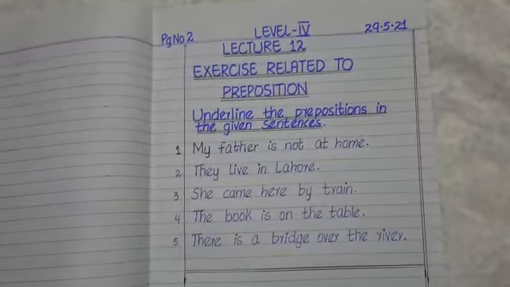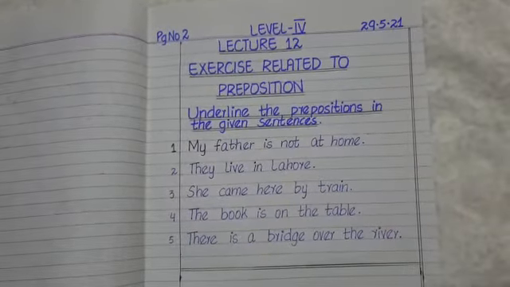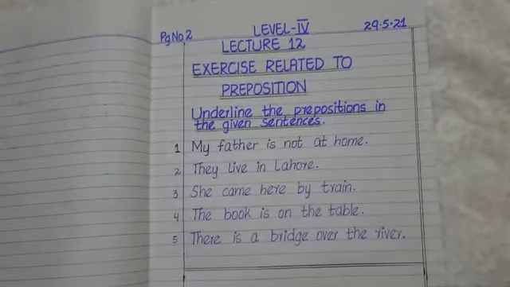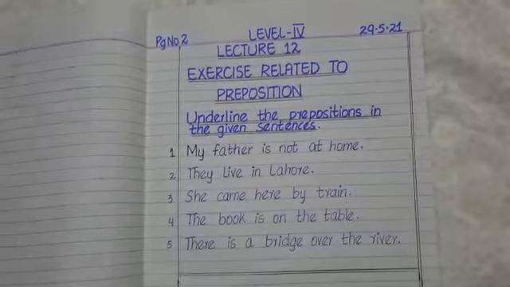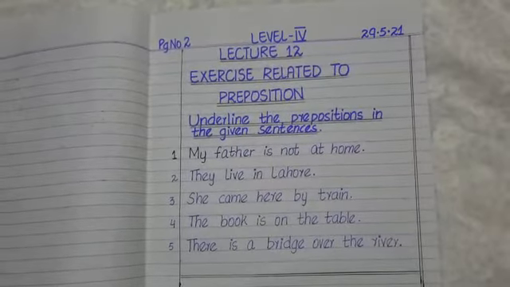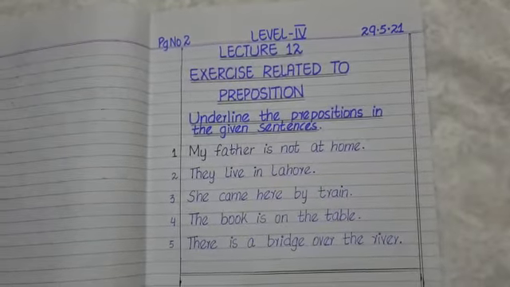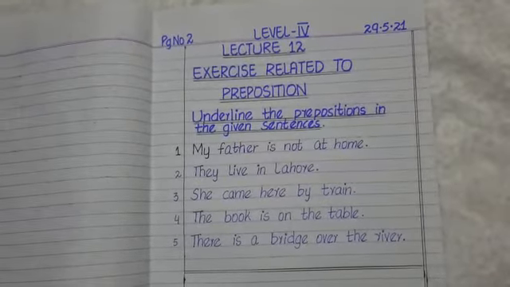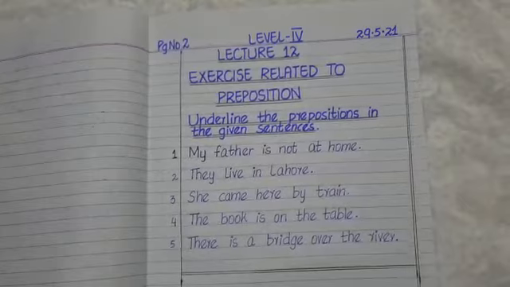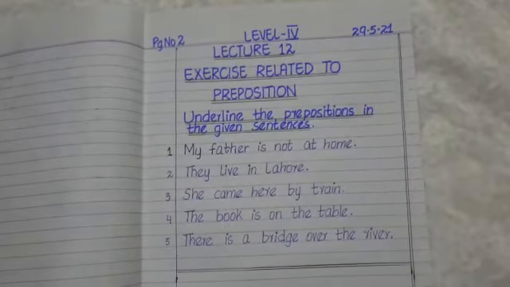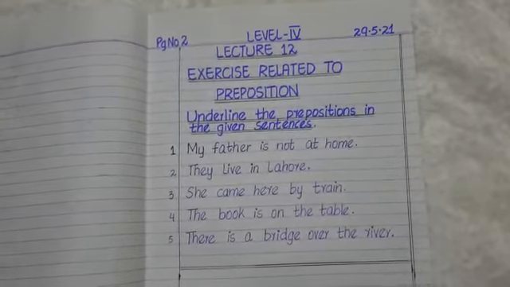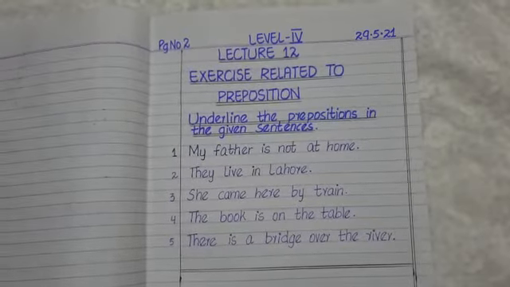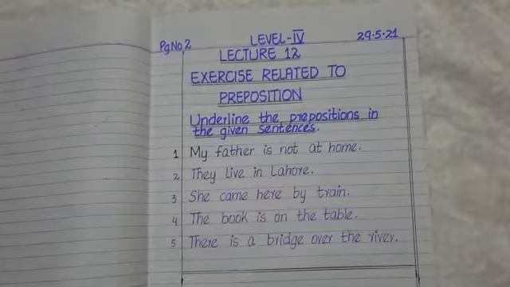Now I am giving you an exercise related to prepositions. You have to underline the prepositions in the given sentences. There are 5 sentences. My father is not at home. They live in Lahore. She came here by train. The book is on the table. There is a bridge over the river. So you have to underline the prepositions in each sentence.